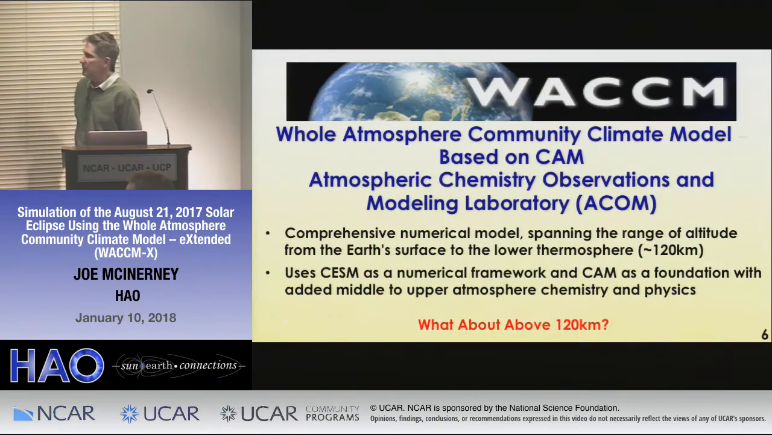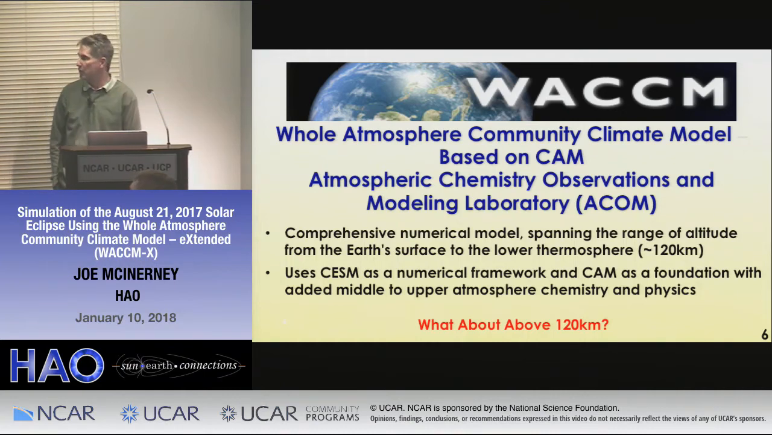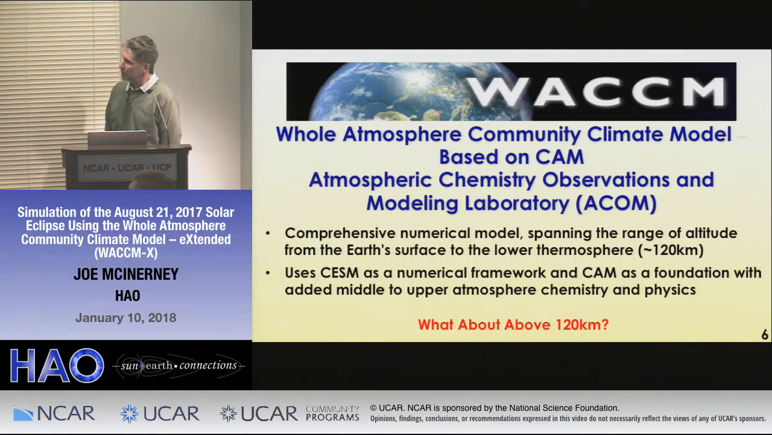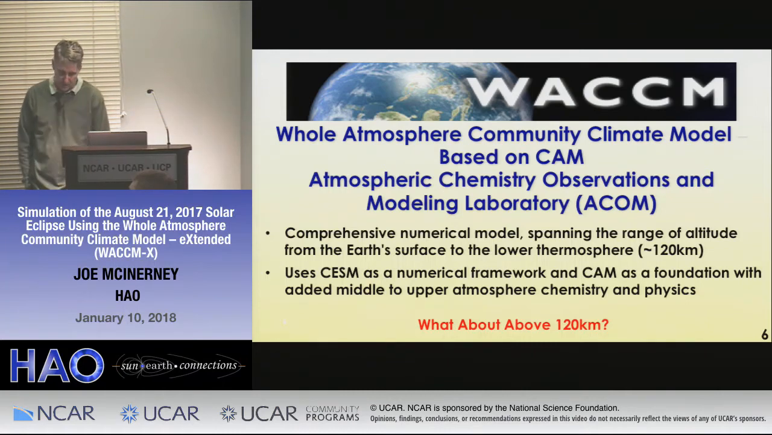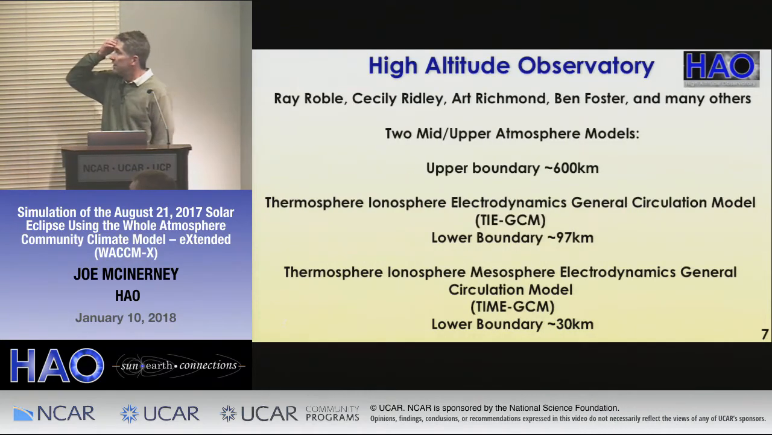They started developing this whole atmosphere community climate model. They took CAM and they added some middle and upper atmosphere chemistry and physics, and they extended the model up to 120 kilometers. And again, in the development of this model, as things were going along, they started asking a question, well, what about the effects from above? What about getting a model that actually goes up higher, and what kind of things are we missing out on that may be interacting at our upper boundary? So that's where HAO comes in.